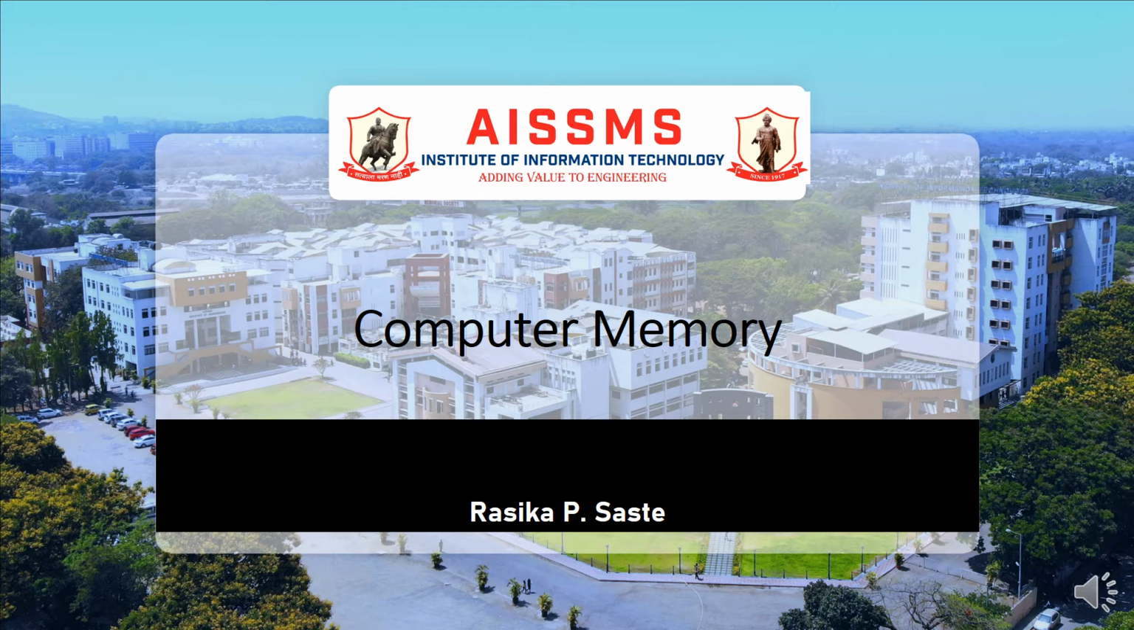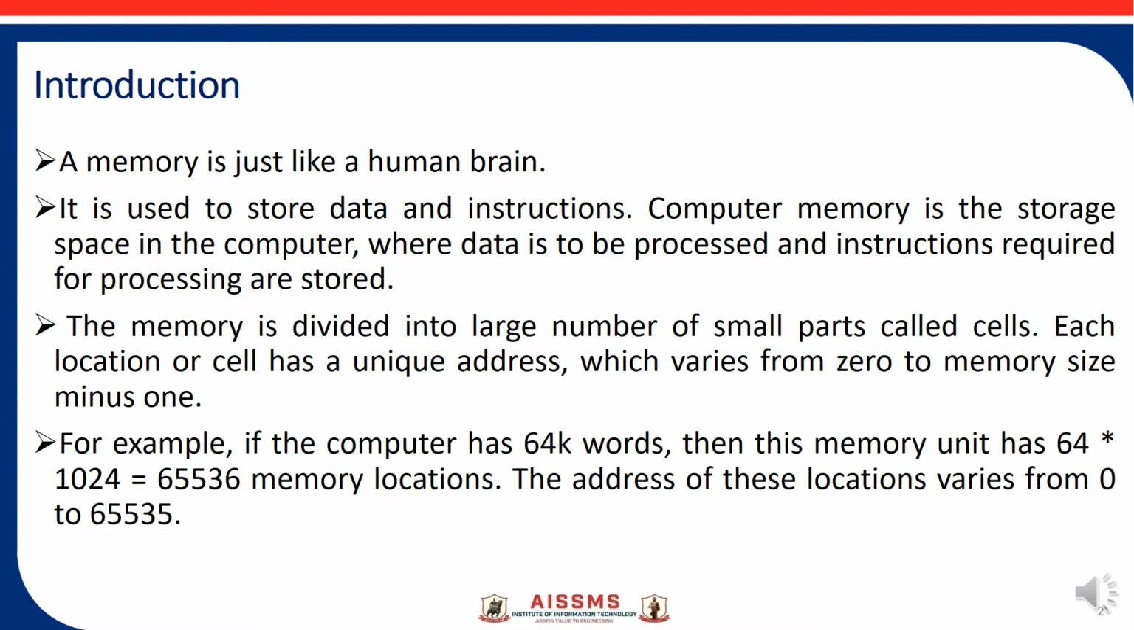So our today's topic is computer memory. We will see the introductory part of computer memory. Computer memory is just like the human brain. It is used to store the data and instruction. Computer memory is the storage space in the computer where data is to be processed and stored, and the instructions required for the processing are stored.